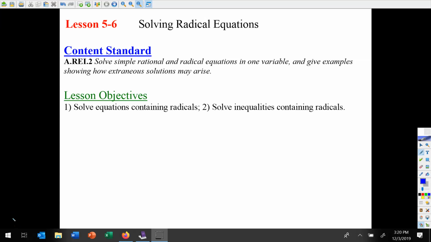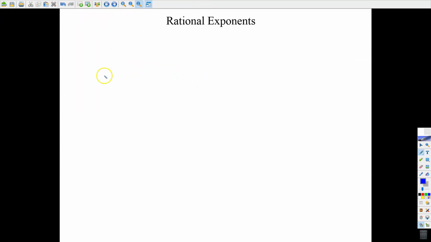All right, we're now in lesson 5.6 and we're solving radical equations. To begin our lesson today, I thought we would do a little bit of review on rational exponents, because a rational exponent, well, let's just get into some examples. When I raise the number 4 to the 1/2 power, that's the same thing as the radical form, the square root of 4, which of course is equal to 2.